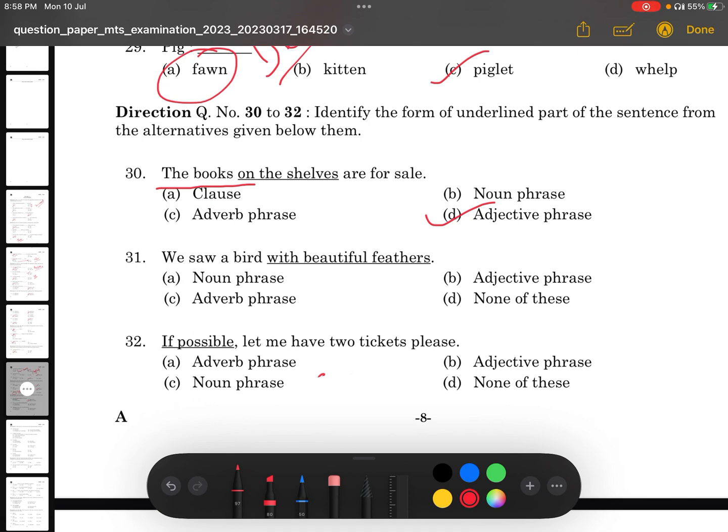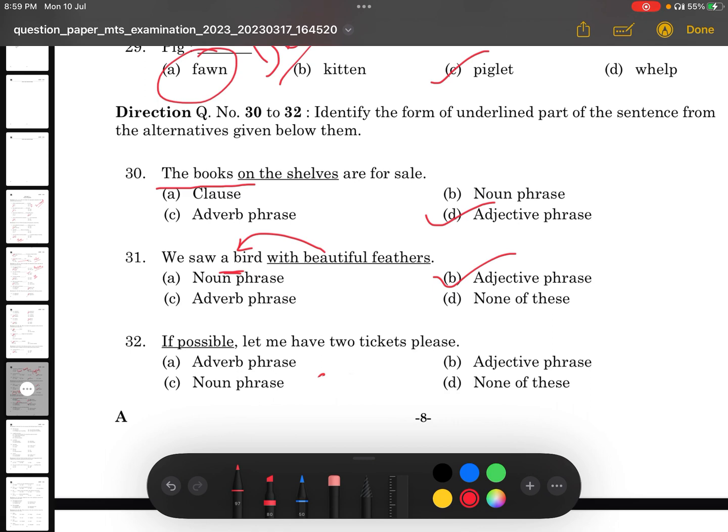Next question, let's see that. We saw a bird with beautiful feathers. Again, it is very simple. I already told you, it's also an adjective phrase. Why? Because with beautiful feathers is talking about what? It's talking about a bird, correct? It's modifying the noun, a bird. So this is an adjective phrase. I hope you have understood that much.